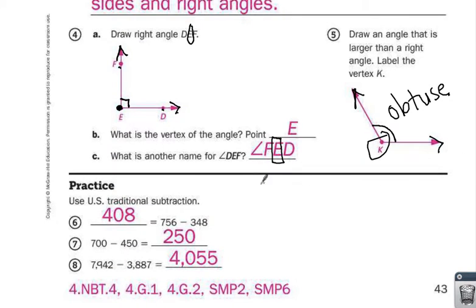And then practice problems. Number 6, I'm going to rewrite up and down. You should also rewrite this up and down. 756 minus 348. I cannot do 6 minus 8. I borrow. 16 minus 8 is 8. 4 minus 4 is 0. 7 minus 3 is 4.